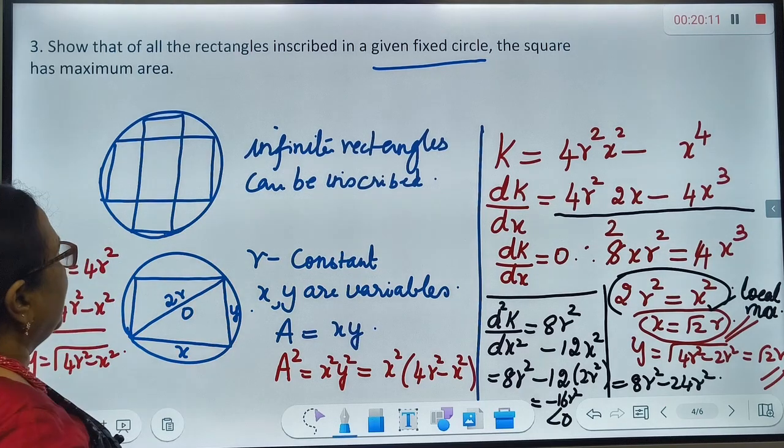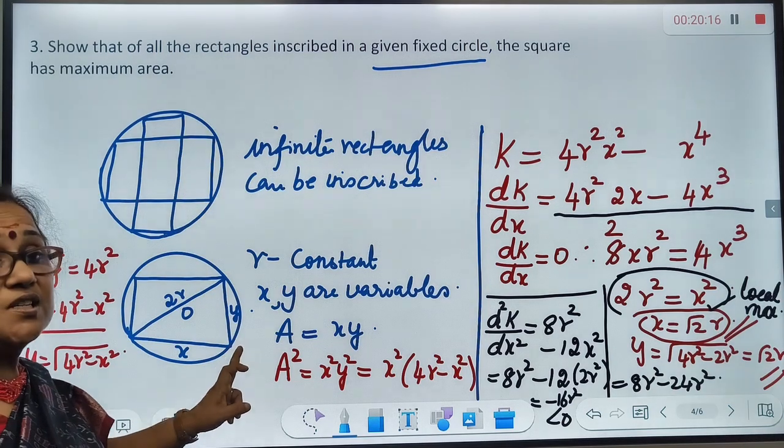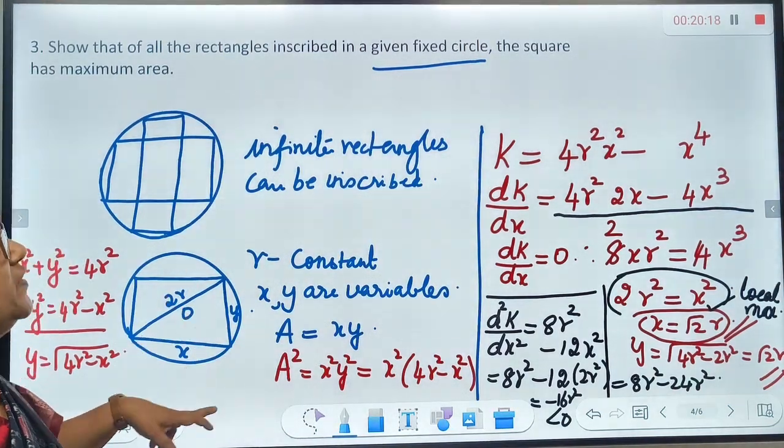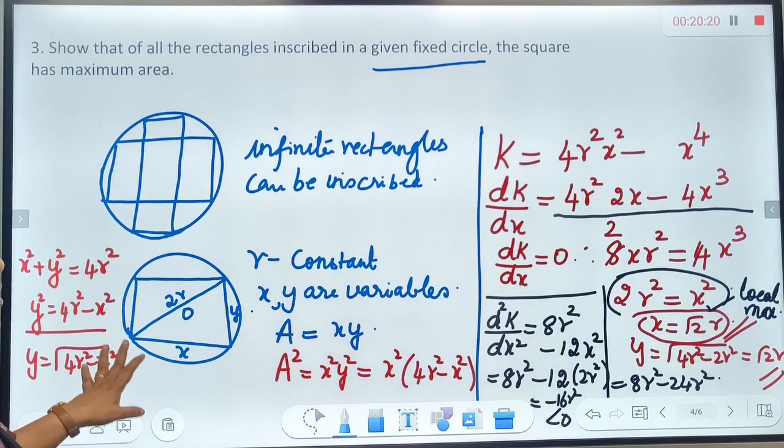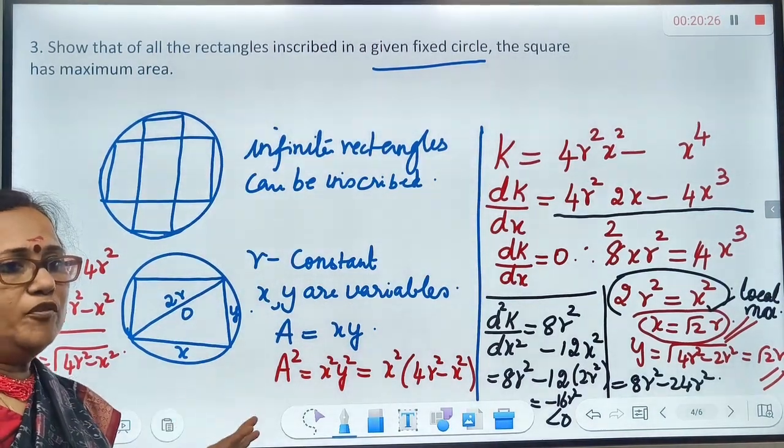So, of all the rectangles that can be inscribed in a fixed circle, when we say fixed circle, the dimension of the circle is a constant, the one which has the maximum area has to be a square. Is it clear? Are you able to follow this?